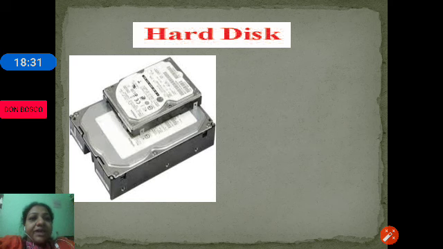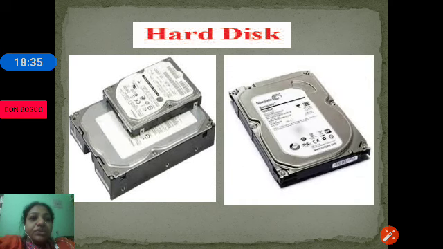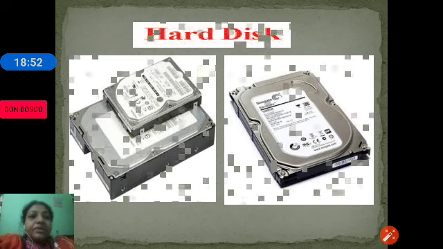Last class we had a brief discussion about the hard disk. As you can see on the screen, there is a hard drive displayed. The other one was portable, which you can connect externally, and this is an internal hard disk which is placed inside the computer's CPU.